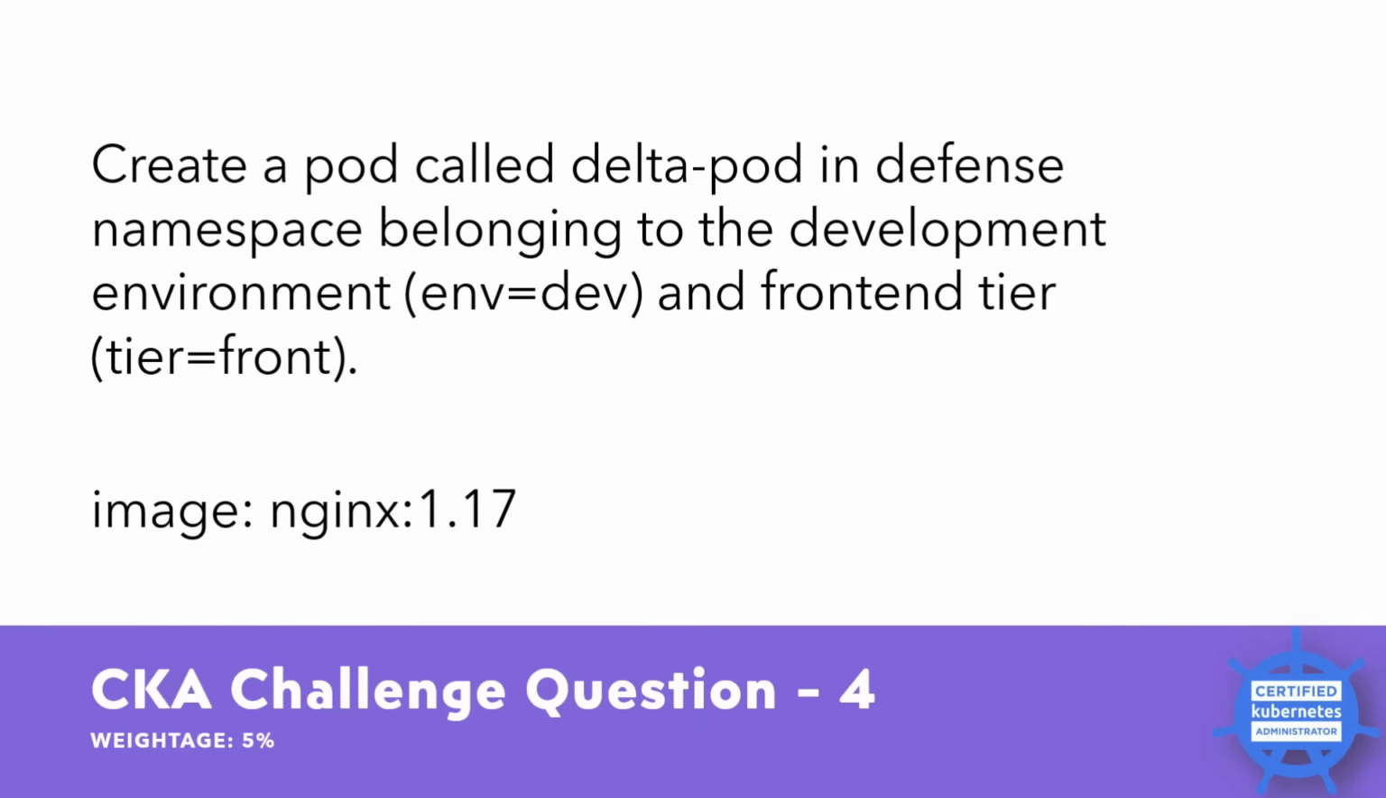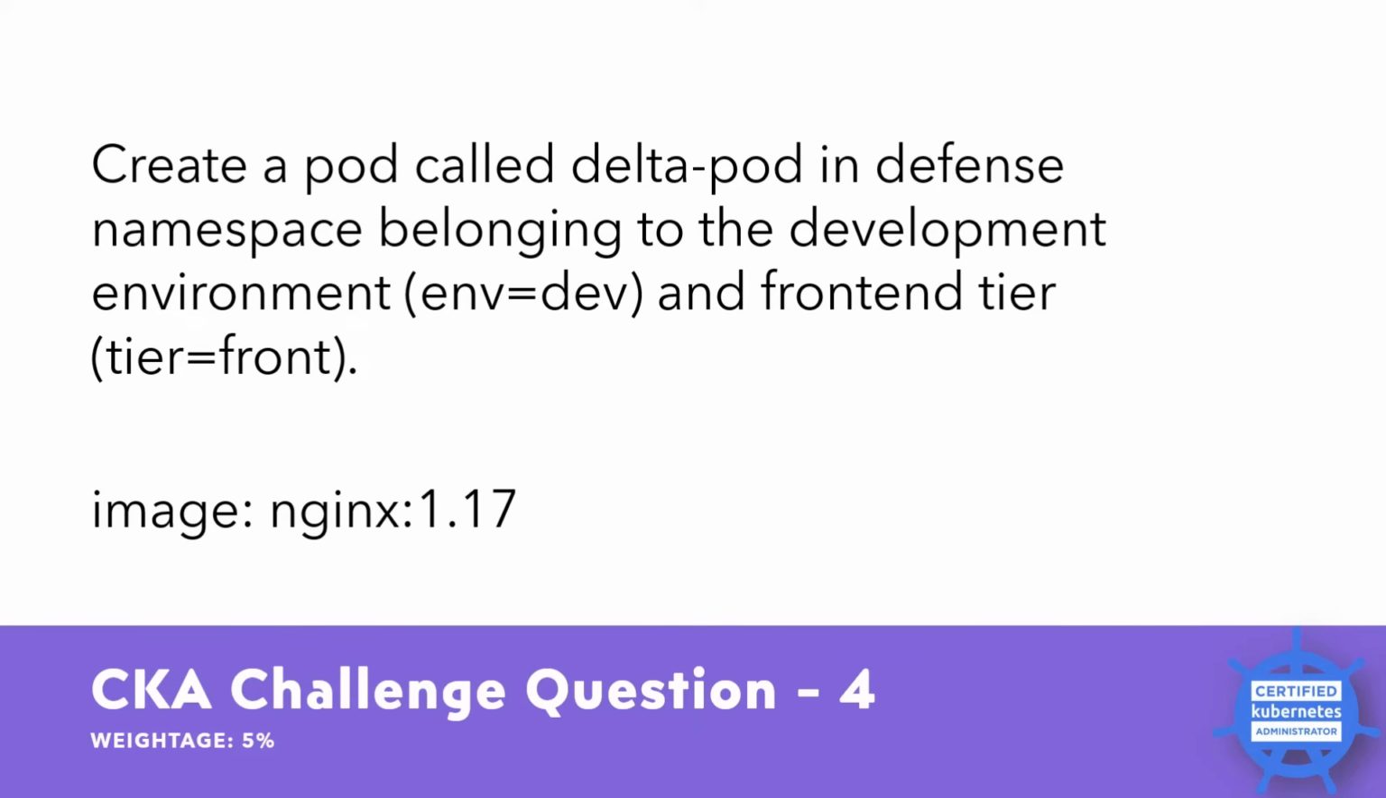This is CKA challenge question 4. The weightage of this question is 5%. Create a pod called delta-pod in the defense namespace belonging to the development environment. The labels we have to use are env=dev and tier=front. We have to use the image nginx with the tag 1.17.